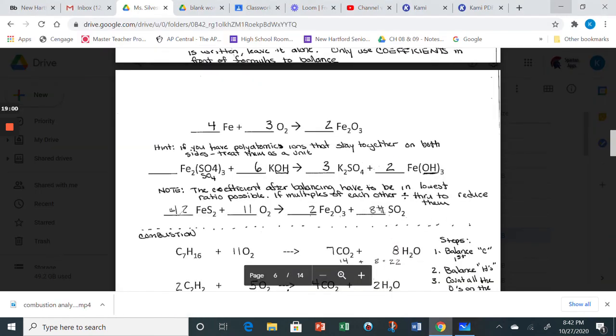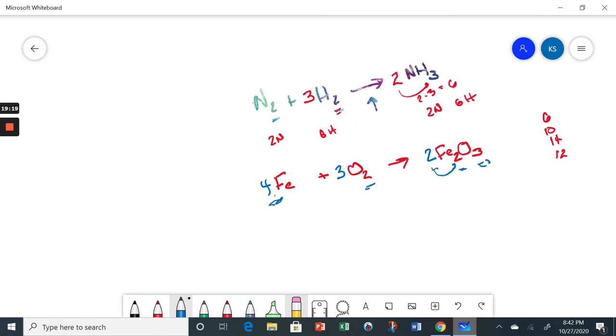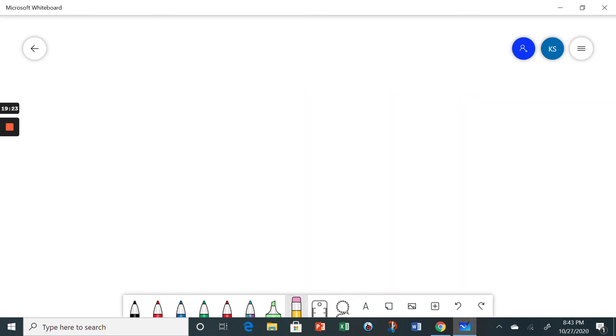Let's go to the next example. This one's a little longer. So it's iron 3 sulfate and potassium hydroxide. And I'm going to show you how you predict this. Iron 3 sulfate, potassium hydroxide. Where is my whiteboard? Here it is. Okay, I'm going to clear my whole whiteboard here. Clear my canvas.